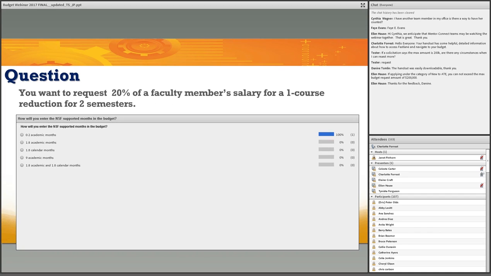Hello everyone. At this time, if you would, just use the polling function to input your answers to this question. You want to request 20% of a faculty member's salary for a one-course reduction for 2 semesters. How will you enter the NSF supported months in the budget? And we'll take just a quick few more seconds and we will discuss the results.